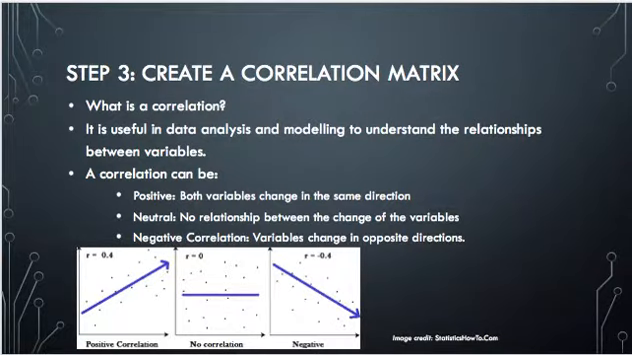So what is correlation? Correlation is from the world of statistics, and it's key to help us find out the relationship between two variables and how it can be useful in data analysis, modeling, etc. Correlation can be of three types. It can be positive when both variables change in the same direction. It can be neutral when no relationship between the change of variables exists, and negative when variables change in opposite directions.